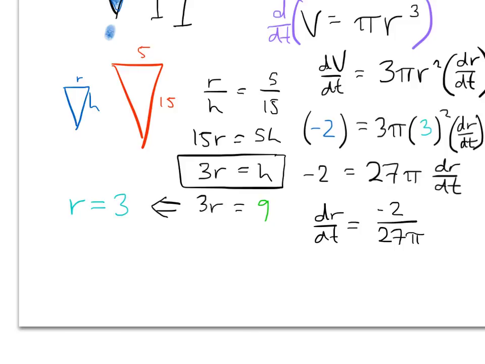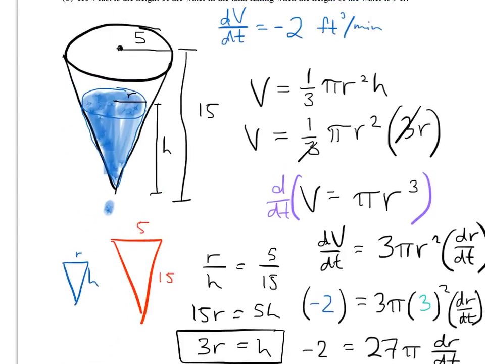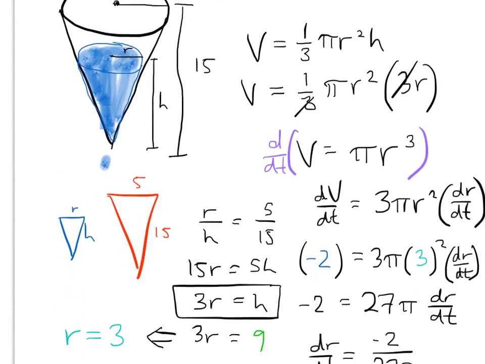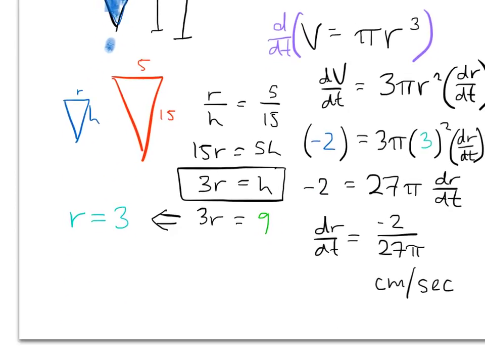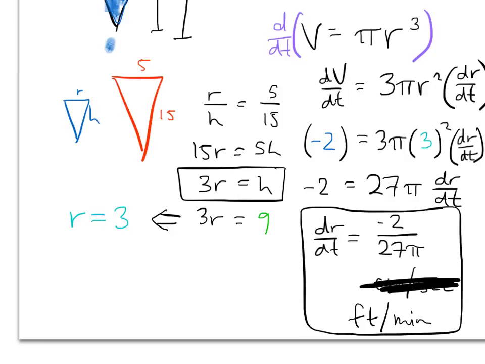And since this is a radius, we're going to deal with centimeters per second. I believe seconds was the time. Oh, sorry. It was feet per minute. Never mind. So fix that right here. It's not erasing. So cool. Feet per minute. And there is our answer to part A.